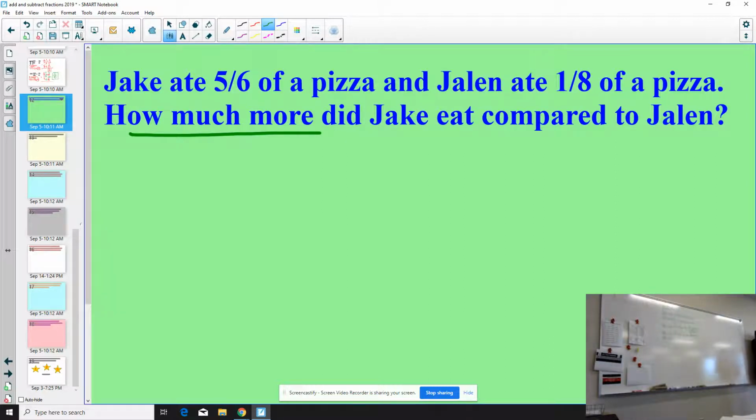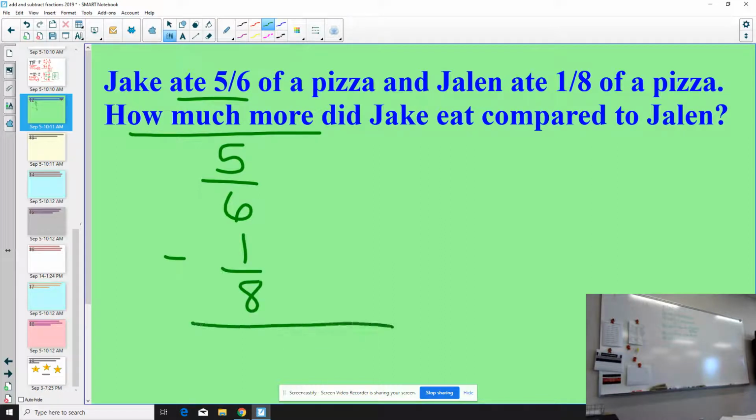Good, you should subtract. So when I subtract, I'm going to put the 5/6 first because that is more. They're telling us Jake ate more. How much more did he eat? We're going to find out by taking 5/6 minus 1/8. Okay, remember you've got to get a common denominator. We could take 6 times 8 and get 48. There is something lower.